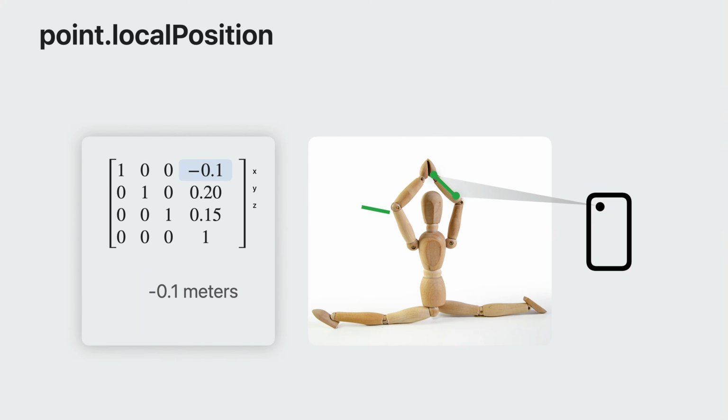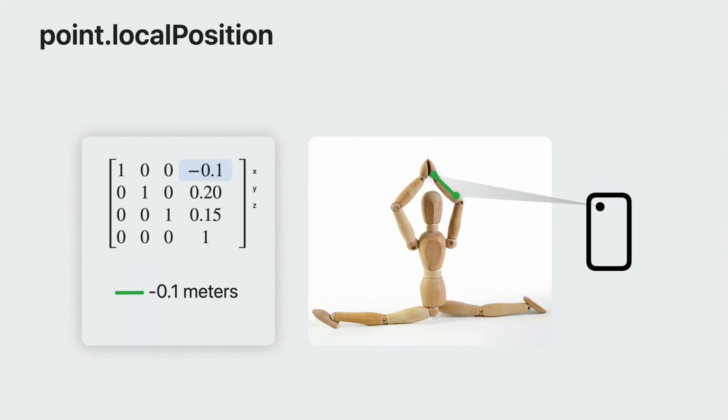Next, there's the returned point's local position property, which is the position relative to a parent joint. So in this case, the left elbow would be the parent joint of the left wrist. The last column here shows the value to be negative 0.1 meters for the x-axis, which seems right as well. Negative or positive values are determined by the point of reference, and in this pose, the wrist is to the left side of the elbow.